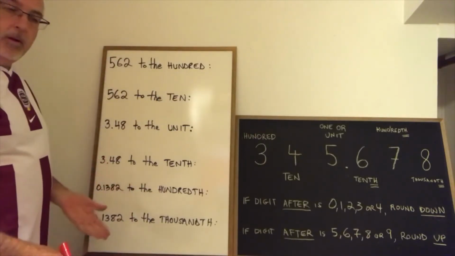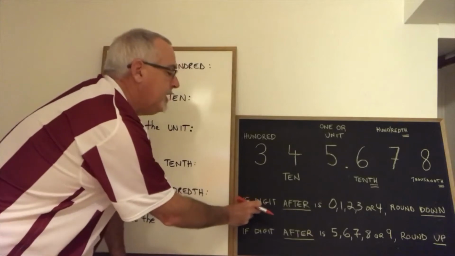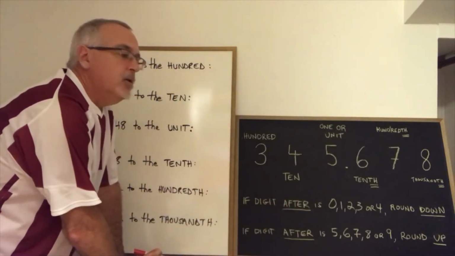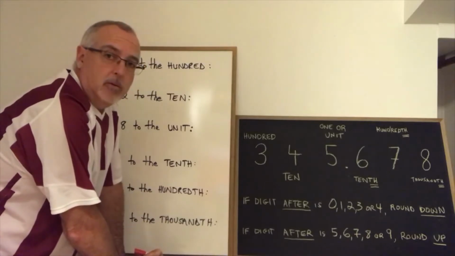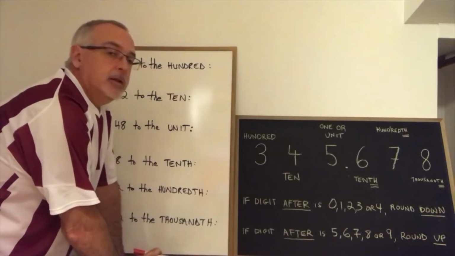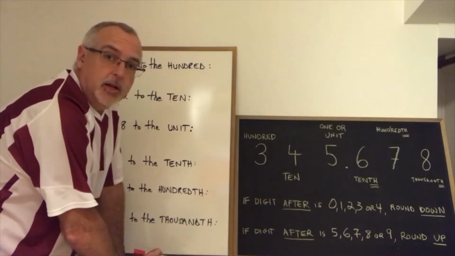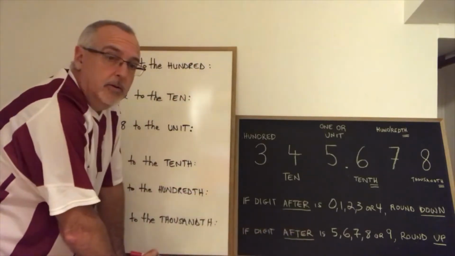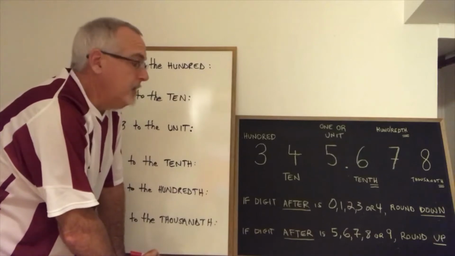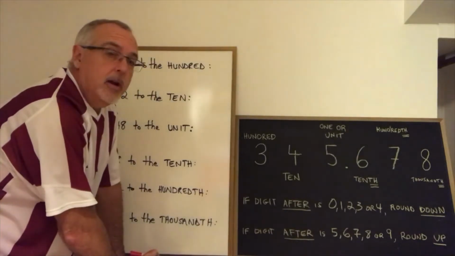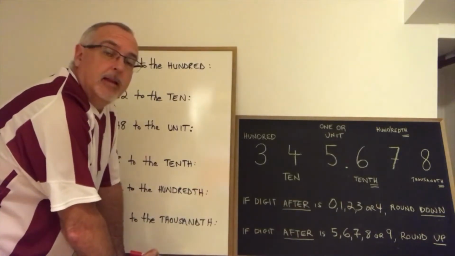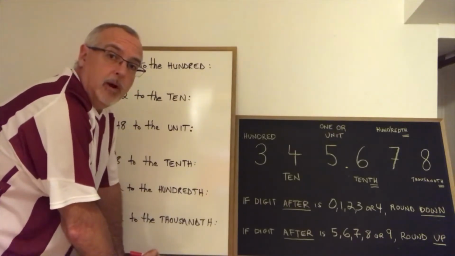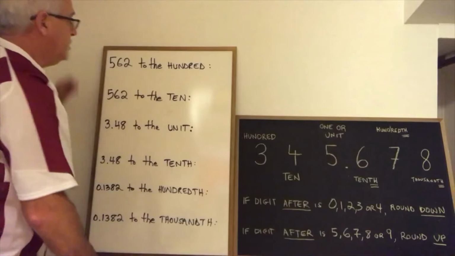But we also have to apply this rule down here. If the digit after the position we're rounding to is 0, 1, 2, 3, or 4, we round down. And the number in the position that we're rounding to doesn't change. If the digit after the position we're rounding to is 5, 6, 7, 8, or 9, we round up. And the digit in the position we're rounding to does change. It goes up by 1. Now let's look at some examples.